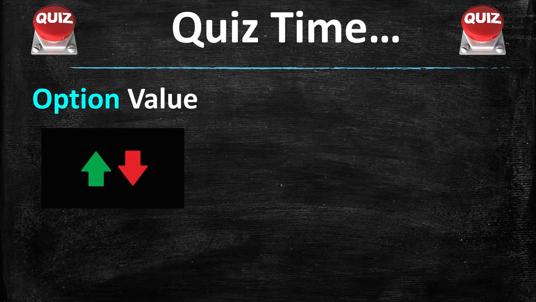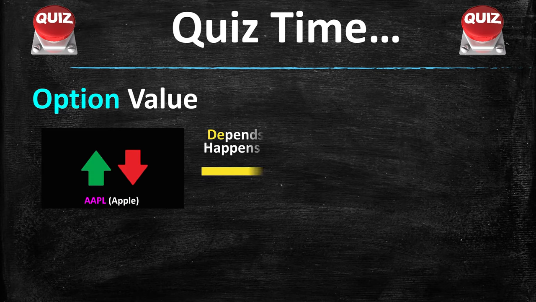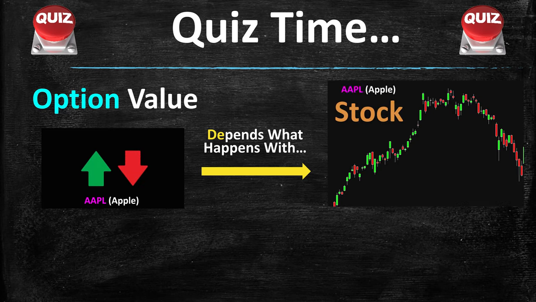So let's do a quick little quiz here to prove to you that you're already getting a quick understanding of some of these big basics. Let's say that we have Apple. My question to you is this: the value of the options for Apple, what is that actually going to depend on? Well, if you said, Clay, that's going to depend on how Apple stock behaves, hey, good job. You just aced the quiz. Nothing fancy here at all. Apple options' movements will be dependent on how Apple stock itself moves.